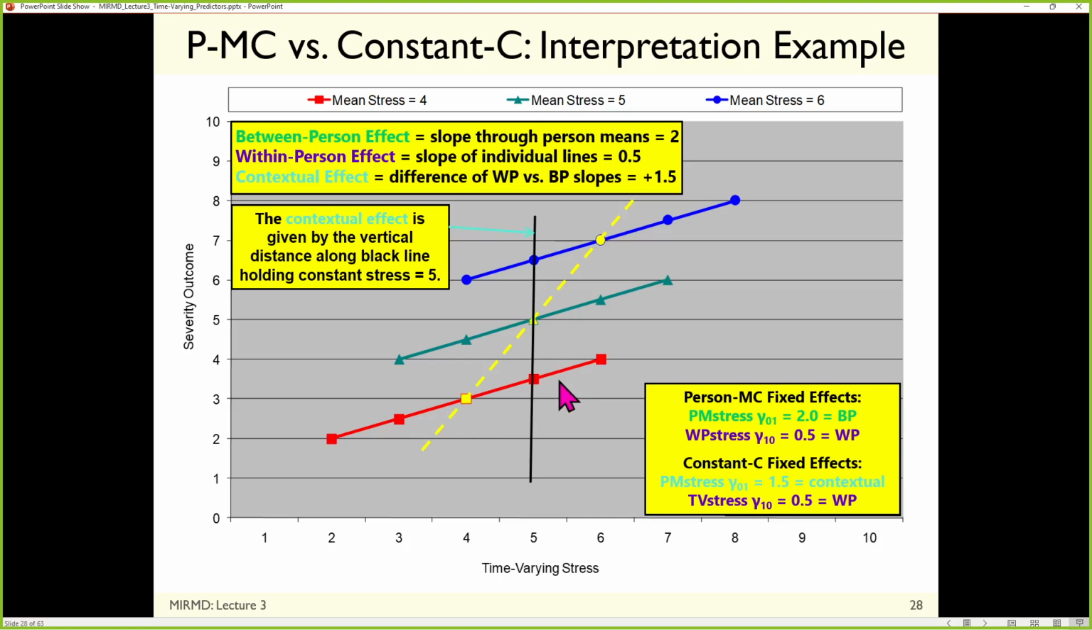The new one, the contextual effect, is this vertical line right here. I would say it's the slope of the line, but I don't think that's quite right since it's vertical. What I mean is conditioning on the same absolute amount of stress, like 5 here. So controlling for the fact that they all have a 5 on this occasion, what is the extra impact of being a high stress person? After controlling for the stress level at this occasion, for every unit higher mean stress they have, severity goes up by 1.5.